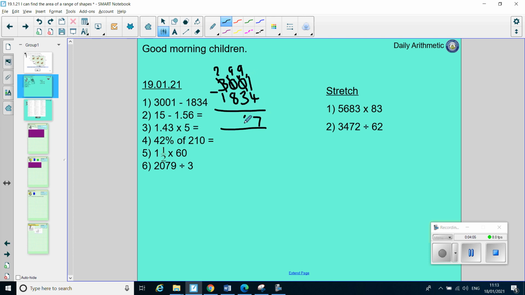9 take away 3 gives me 6, 9 take away 8 is 1, and 2 take away 1 gives me 1. So my answer is 1167 for question 1.